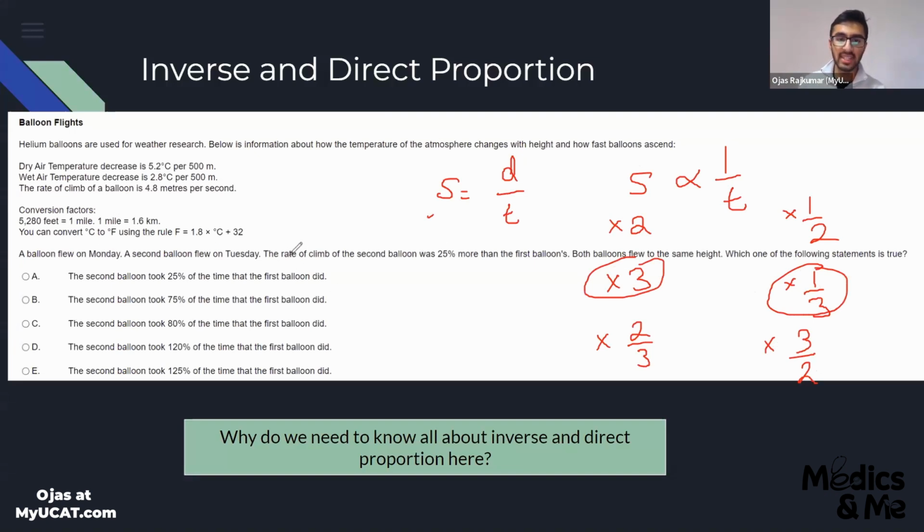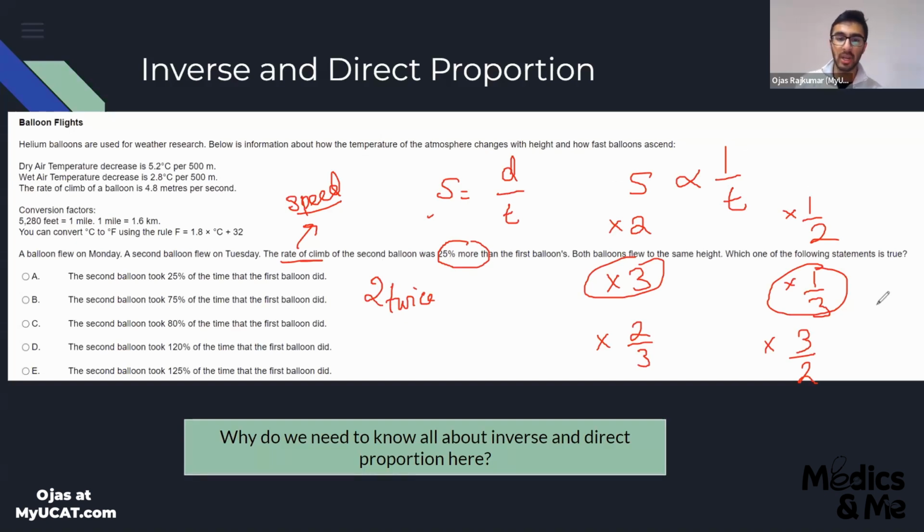Because what we've been told is that the second balloon, the rate of climb, so rate of climb means speed, and we're saying that the speed is 25% more for the second balloon relative to the first one. So if we said the rate of the climb is double, so it's twice as much, then what would the time be? So if the speed was twice as much, what would the time be? What do we think? Yeah, half. Really good.